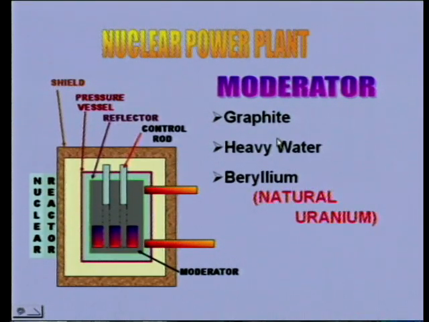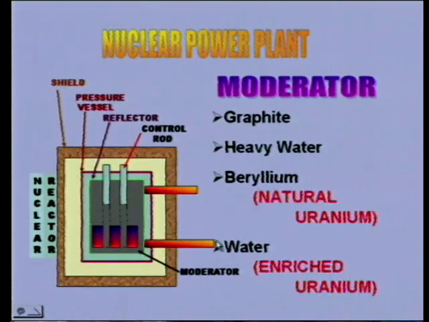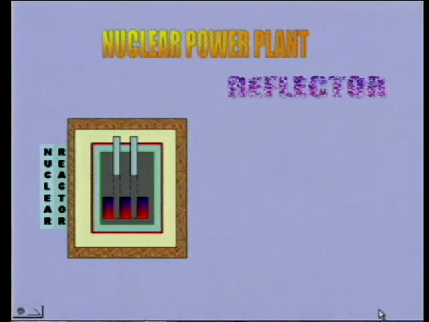Graphite, heavy water and beryllium are used as moderators when the fuel used is natural uranium, and water is used with the fuel when the fuel used is enriched uranium, right. So, this is about the moderator that we have talked about. Now, let us talk about the next, that is the reflector.